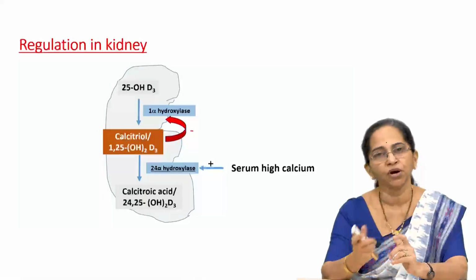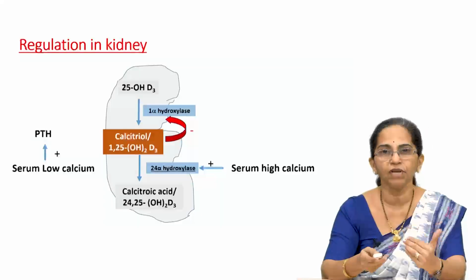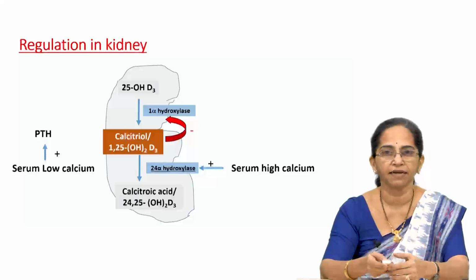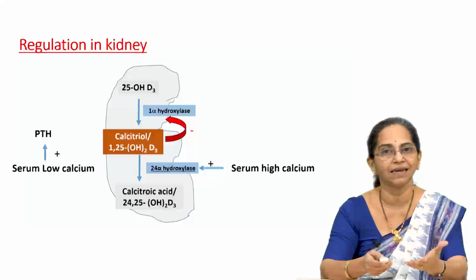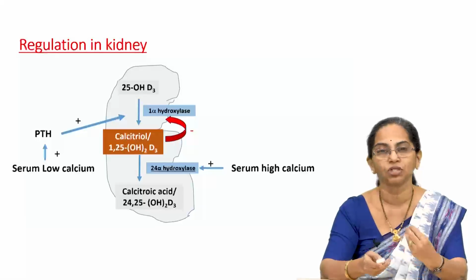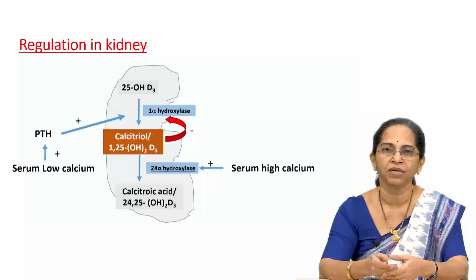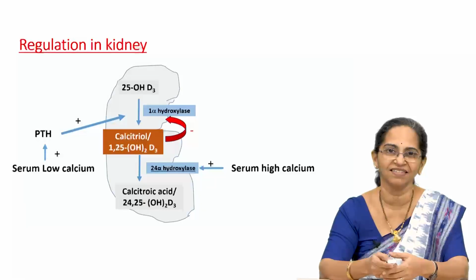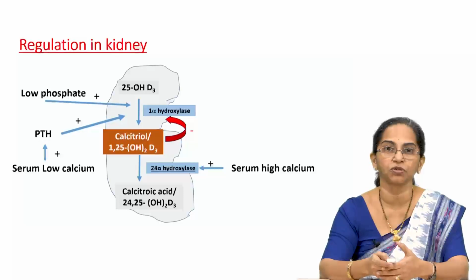Now what happens if there is a fall in calcium levels? When there is a fall in calcium level, low serum calcium, that time PTH is secreted. Parathyroid hormone senses it and is released into the blood. PTH immediately sends a signal to 1-alpha hydroxylase, stimulates it and increases calcitriol synthesis. So you can see here, when the calcitriol synthesis increases, you can bring the calcium levels back to normal in the blood. Similarly, when there is a drop in phosphate also, there is a direct stimulation of 1-alpha hydroxylase.